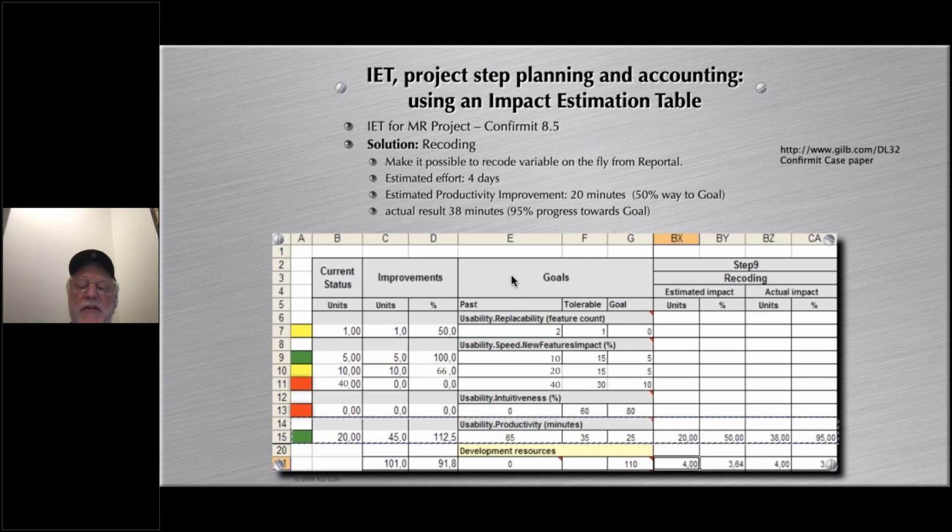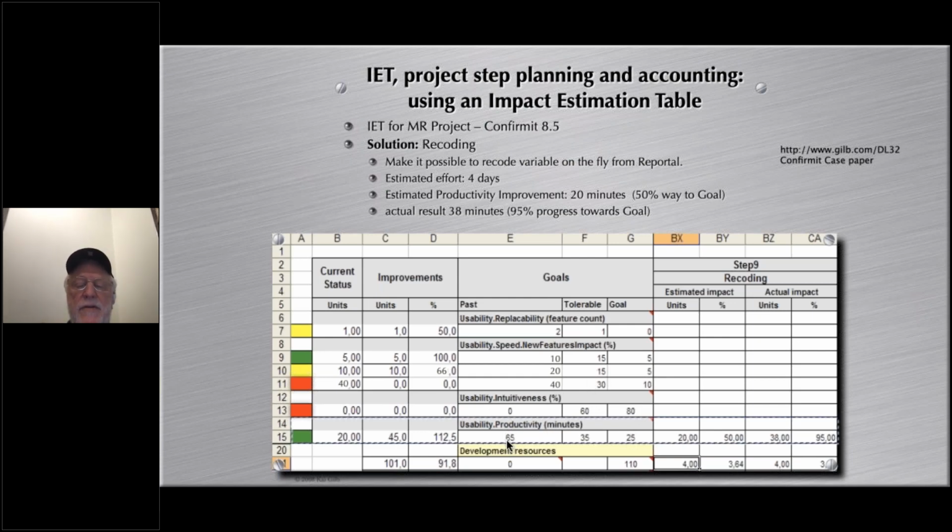But the fun thing is they've got the requirements baked into the table with the pass level, the tolerable level, and the goal level. This is a small team of 4 people focusing on these 4 usability type of requirements, which are all quantified. They're at sprint 9. They're going to implement marketing information recoding design, which was estimated to take 4 days and deliver a 20-minute saving on the time needed to generate a report.